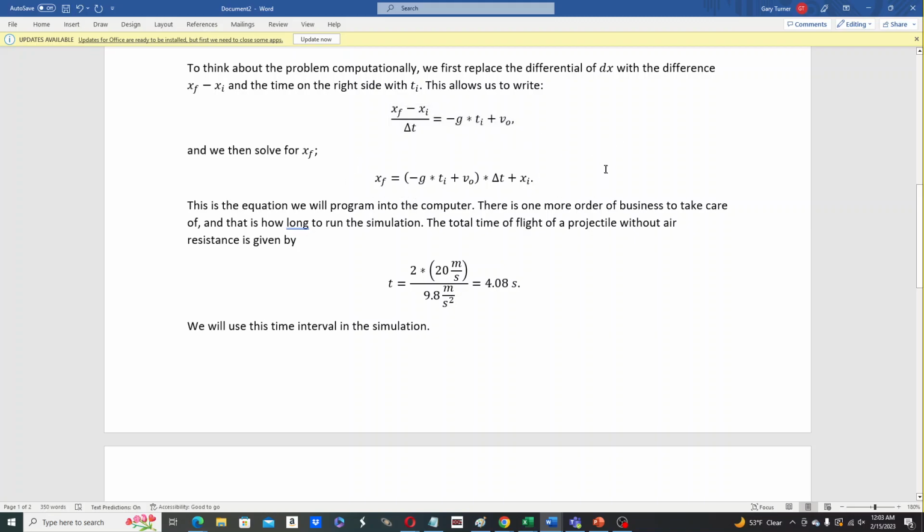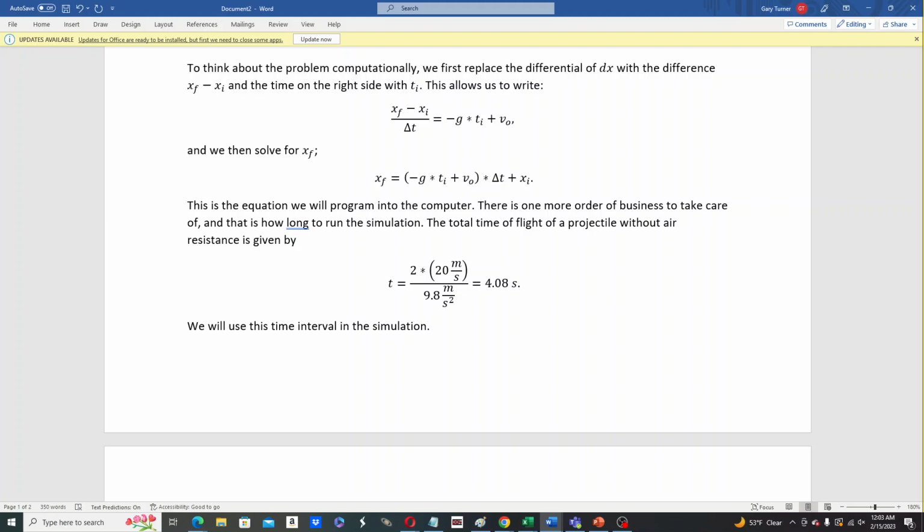But so far, all I've done is solve for xf, right? And this is the equation we're going to program into the computer. Negative g times ti plus v naught, all of that quantity times my time interval plus my initial position. This is the estimate of my final position after a given time step. And once again, we'll see what this means.